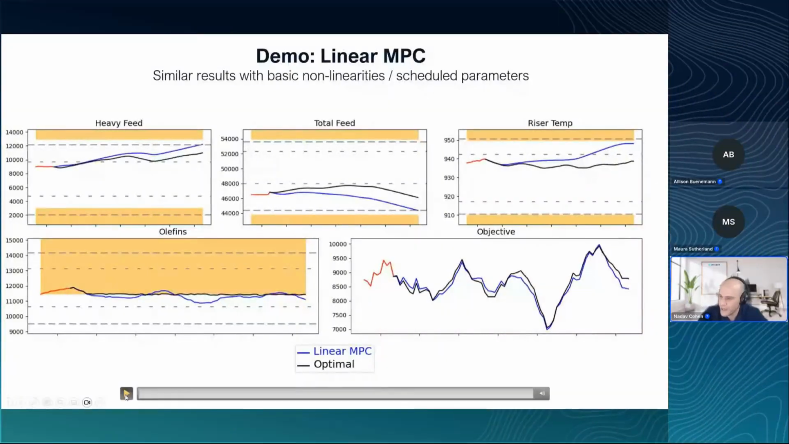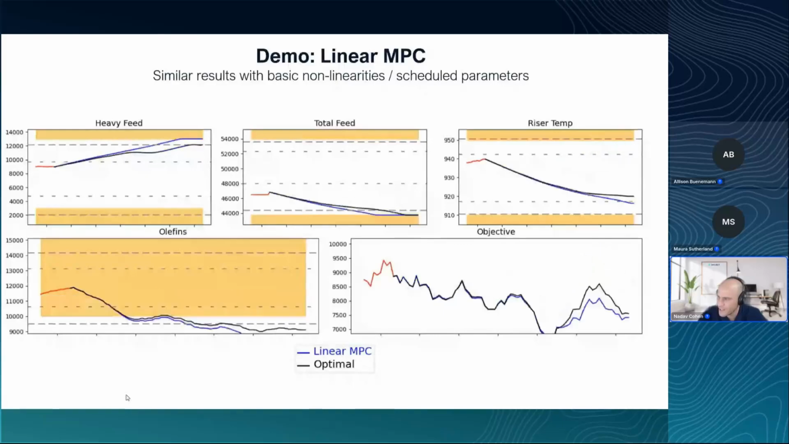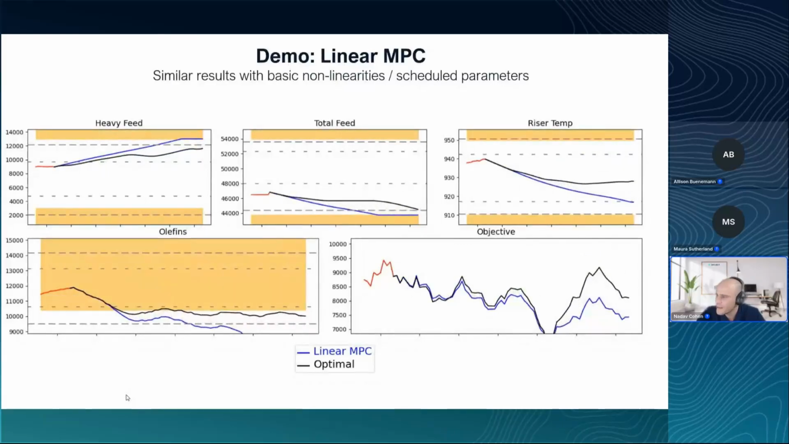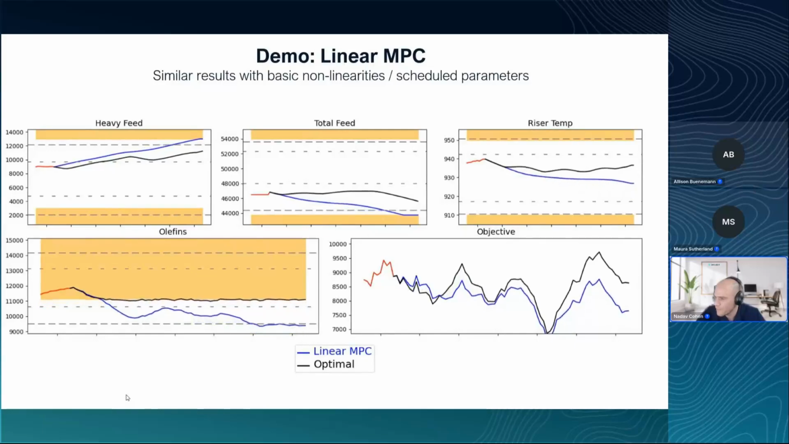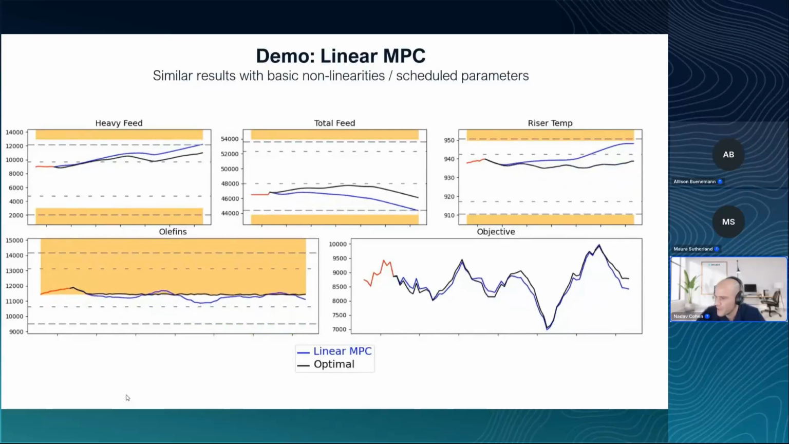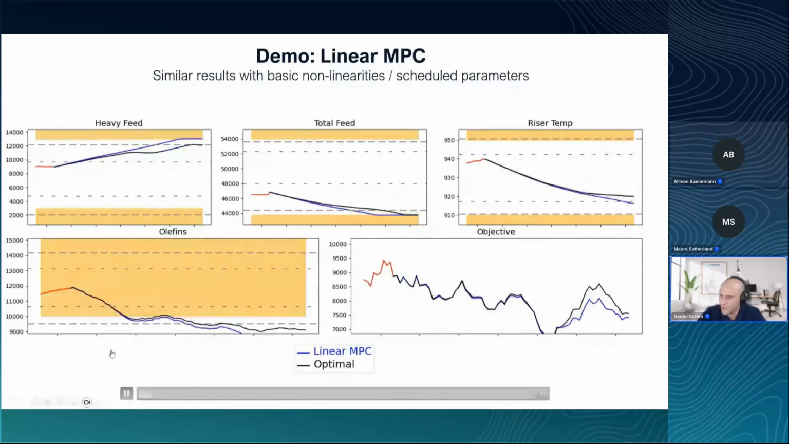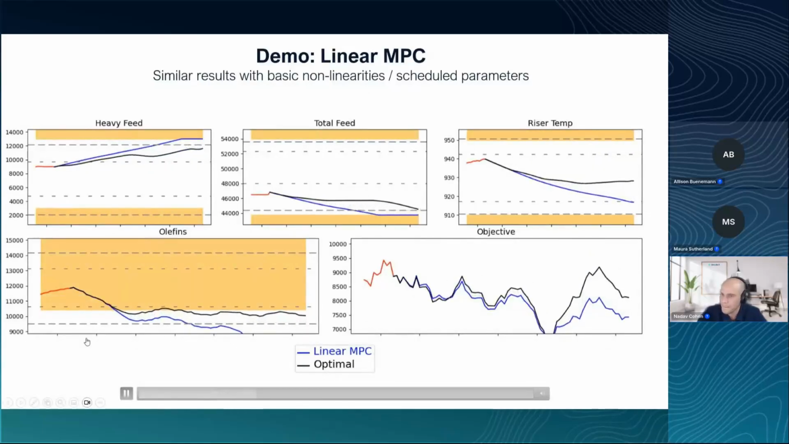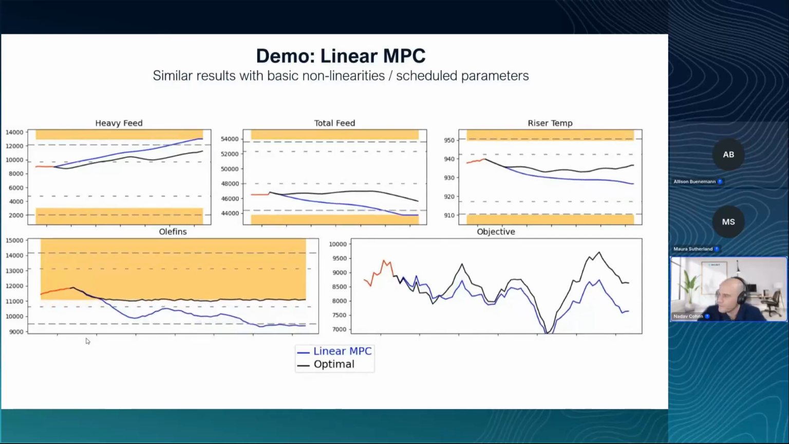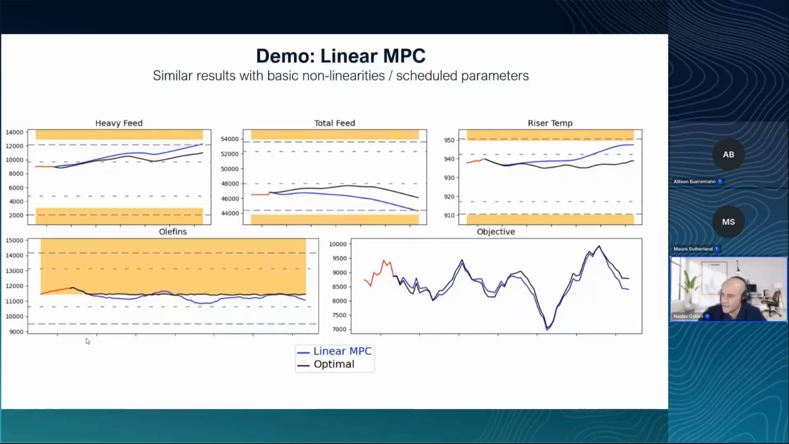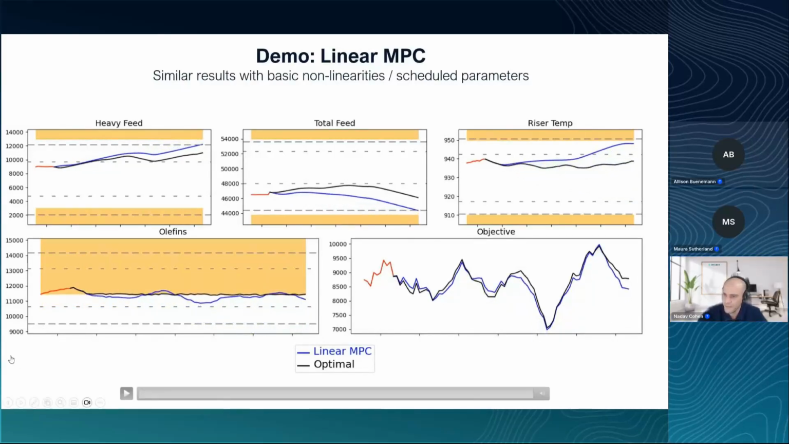And you can see, looking at the CV, the olefins rate at the bottom left, and on the objective function, that the objective with linear MPC is suboptimal. It's lower. Or the olefins rate is being violated. That's what you see at the end. Okay, so let me play it one last time. Yep, it flips direction and then starts violating the CV bounds.